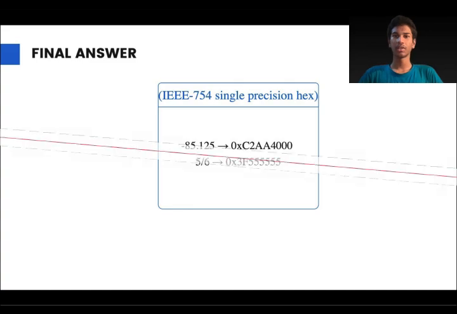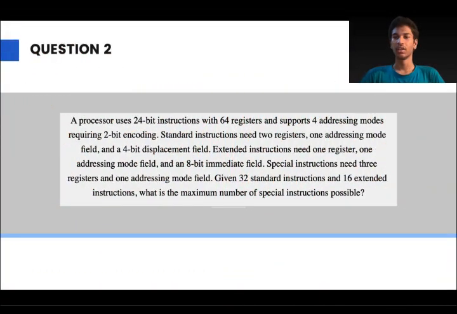I'm Srinivas. Now I'm going to solve the second question in set 2. So let's first see the question and understand it. A processor uses 24-bit instructions with 64 registers and supports 4 addressing modes requiring 2-bit encoding. Standard instructions need 2 registers, 1 addressing mode field, and a 4-bit displacement field. Extended instructions need 1 register, 1 addressing mode field, and an 8-bit immediate field. Special instructions need 3 registers and 1 addressing mode field. Given 32 standard instructions and 16 extended instructions, what is the maximum number of special instructions possible?